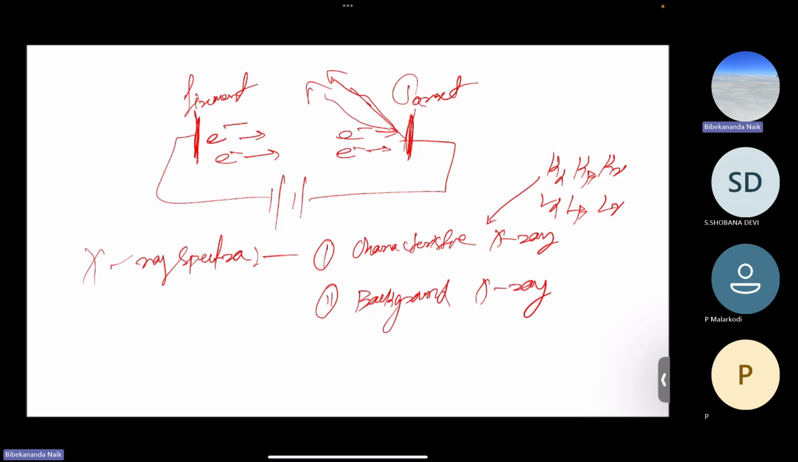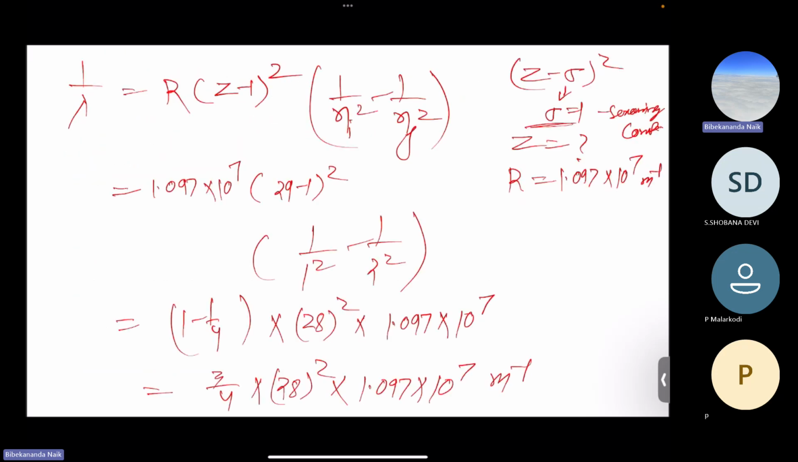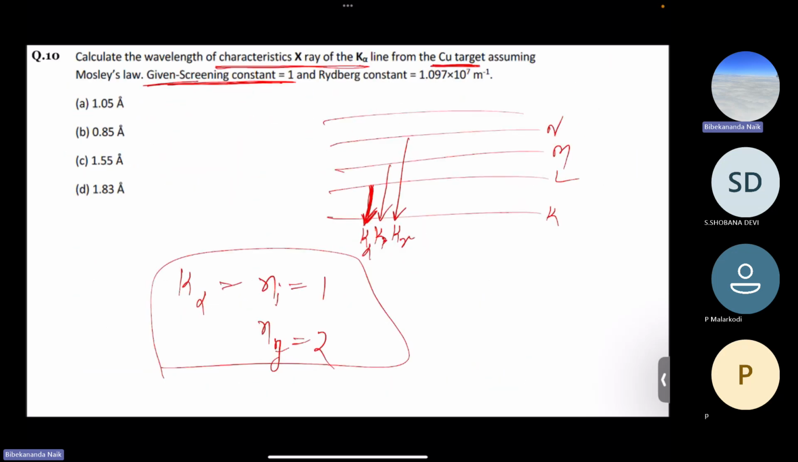But actually, the X-ray spectra that we have discussed is something like this. There are some peaks, which are characteristic lines, and these are background lines. And there is a minimum value. So statement one says if the accelerating potential in an X-ray tube is changed, the wavelength of the characteristic X-ray does not change. This statement is true because in this particular problem, we calculated the wavelength of characteristic X-ray from a copper target.